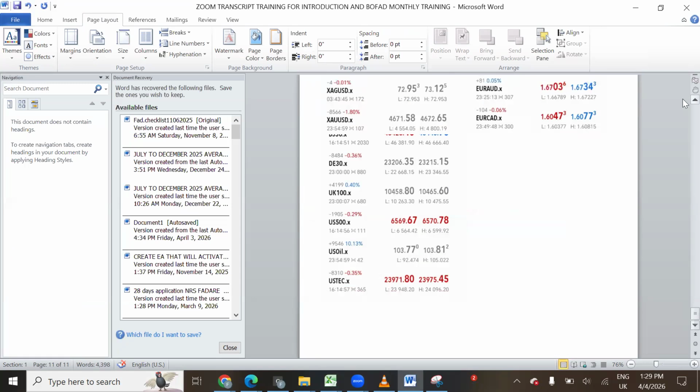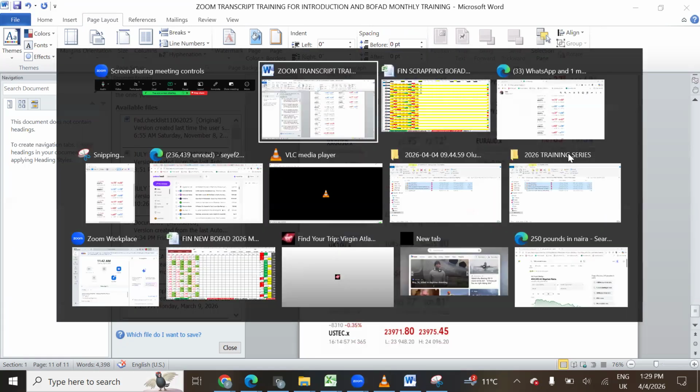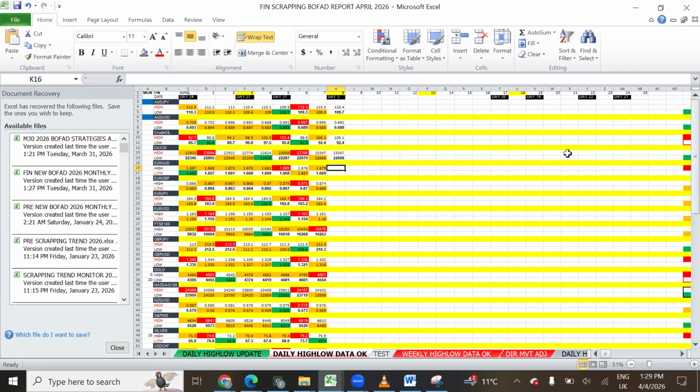So the next one is Euro AUD. You can see 1.673, 1.667. So that's how all these updates are going to be completed to the last.